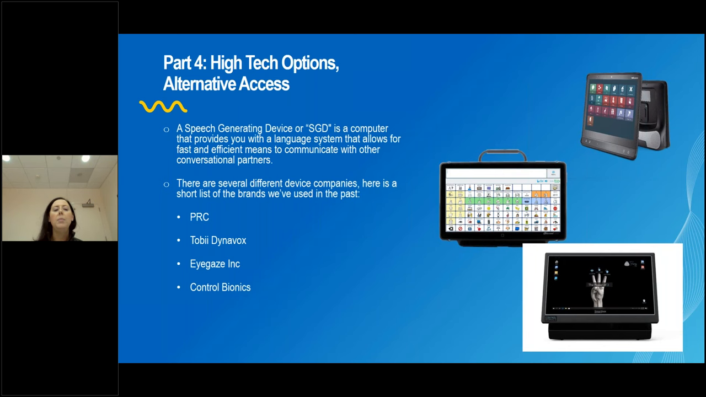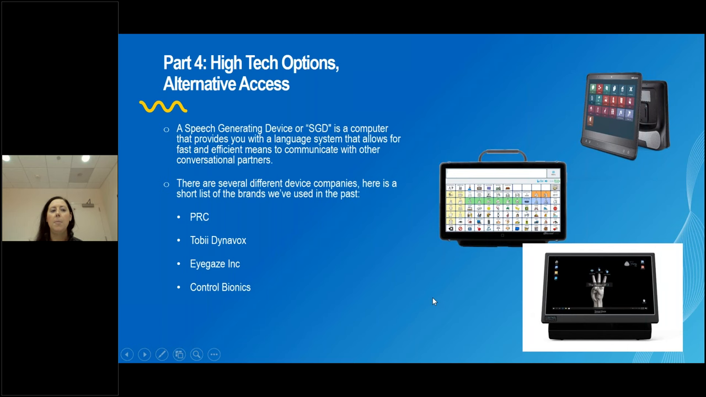Several different device companies out here. So I'll walk you through. This one right here is by a company called Prentke Romich Company, or PRC. This is one of their eye gaze devices called an Accent. The computer is right here at the bottom. Tobii Dynavox is a pretty popular brand. You may have heard of them before. This is one of their options. This is part of their I-Series, an I-13. And then down here is a Control Bionics GridPad.